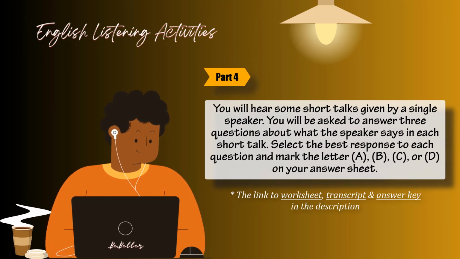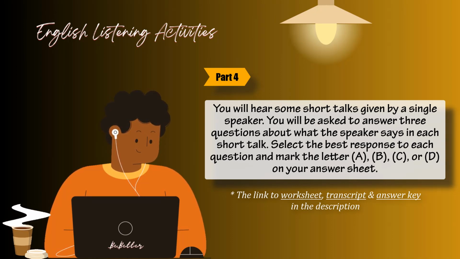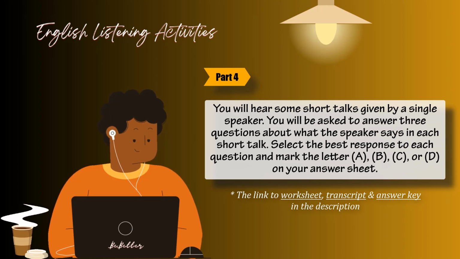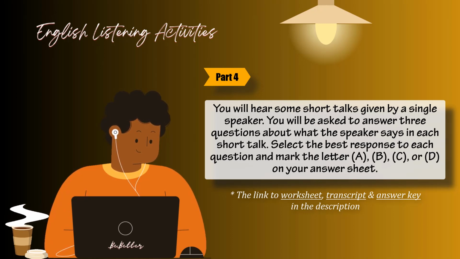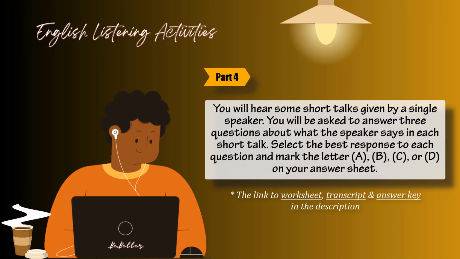Part 4. Directions. You will hear some short talks given by a single speaker. You will be asked to answer 3 questions about what the speaker says in each short talk. Select the best response to each question and mark the letter A, B, C, or D on your answer sheet. The talks will be spoken only one time and will not be printed in your test book. Questions 71 through 73 refer to the following talk.